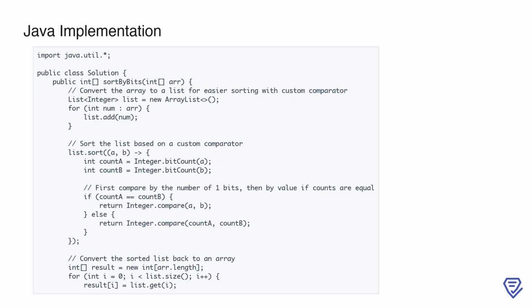The lambda compares two integers, a and b, based on the number of 1 bits in their binary representations, which we calculate using the Integer.bitCount method. If the counts of 1 bits are equal, we resolve ties by comparing the actual values of a and b using Integer.compare. This ensures a stable and deterministic sort order. After sorting, the list elements are in the desired order based on the problem requirements.